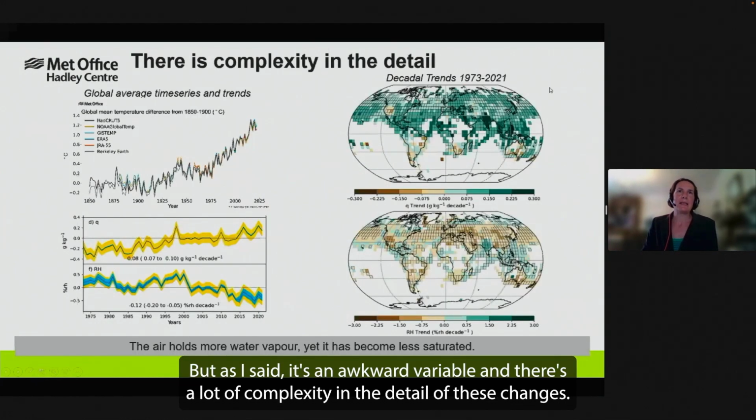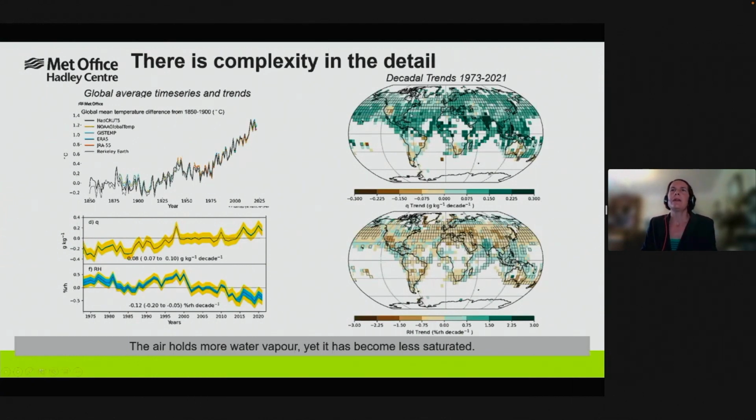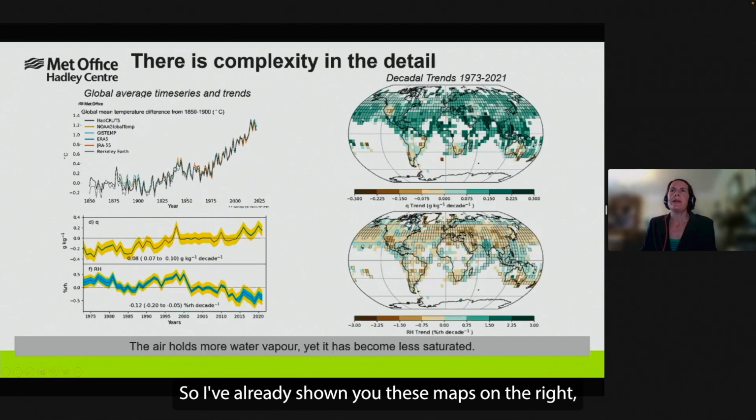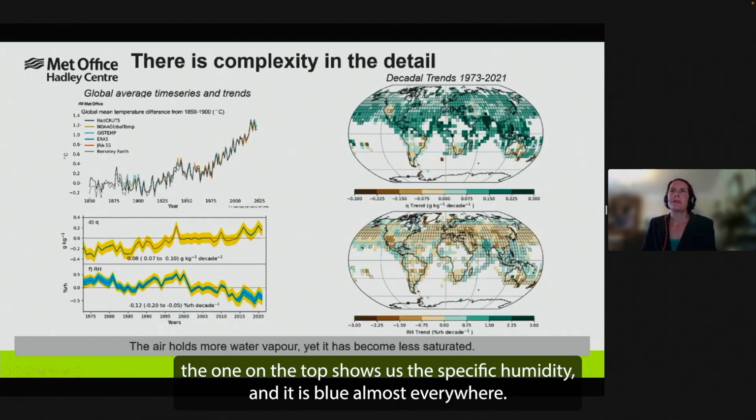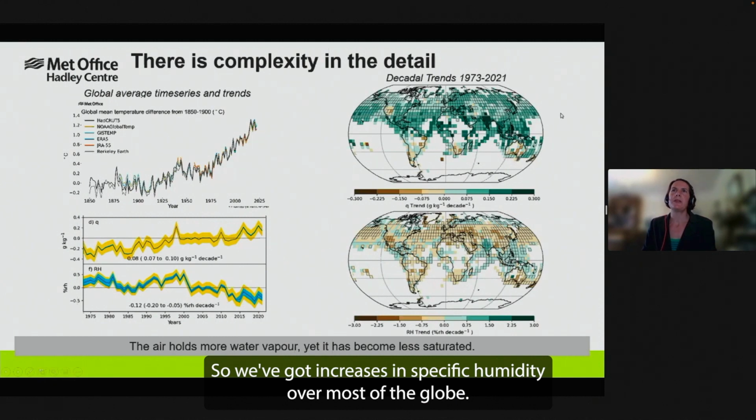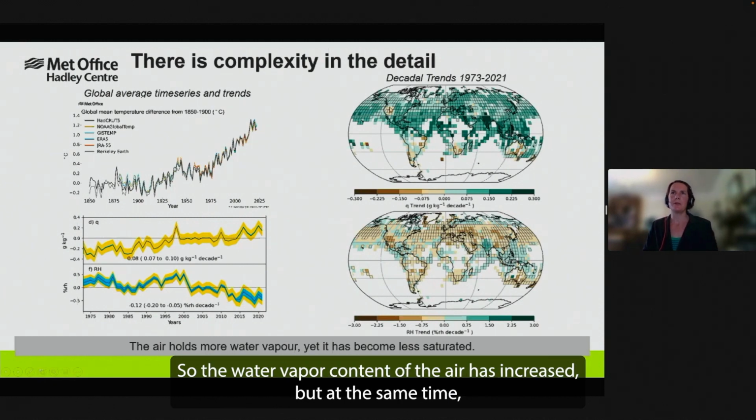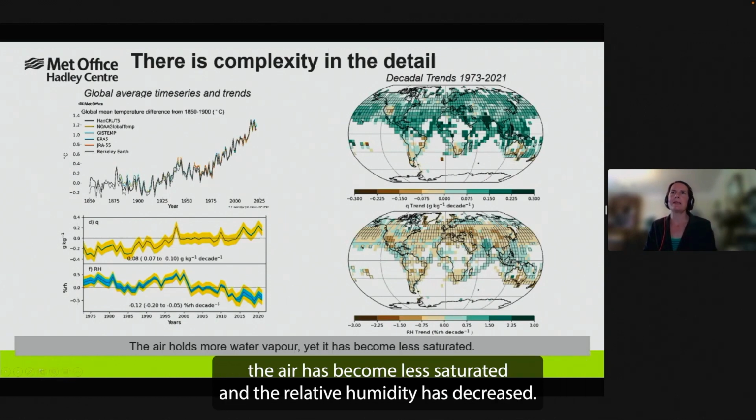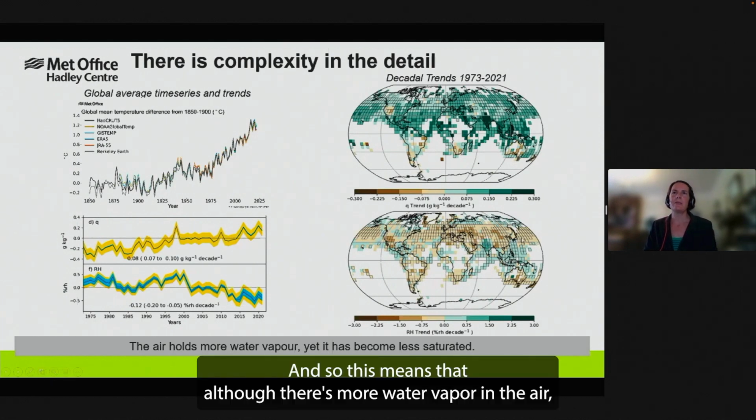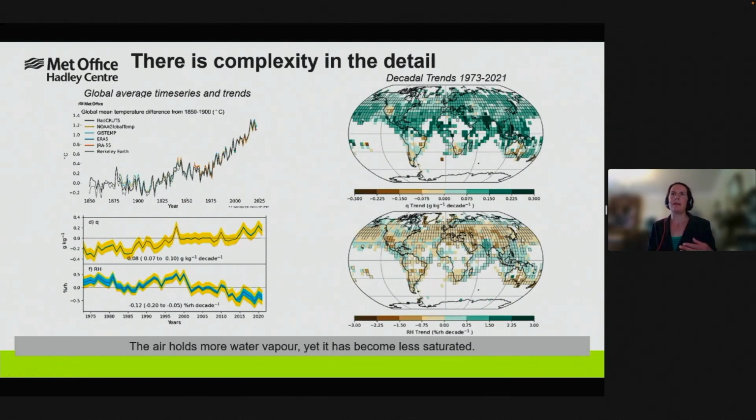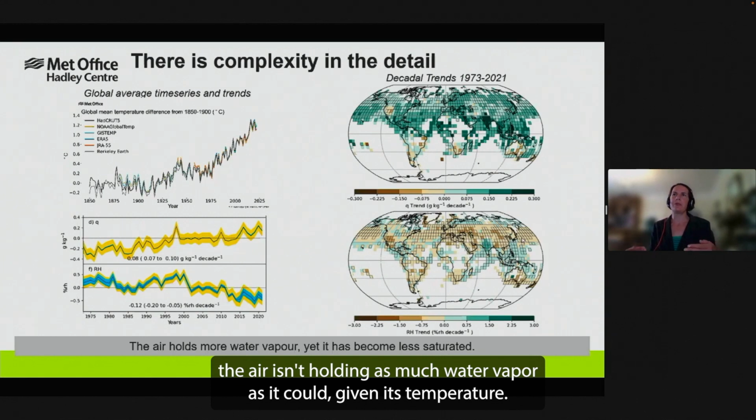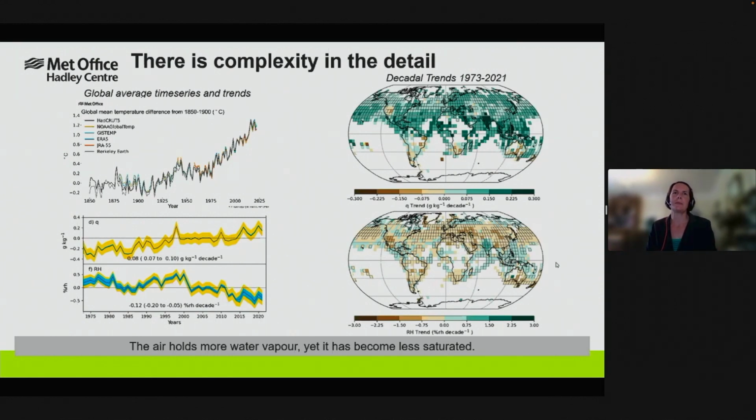But as I said, it's an awkward variable, and there's a lot of complexity in the detail of these changes. So I've already shown you these maps on the right. The one on the top shows us the specific humidity, and it's blue almost everywhere. So we've got increases in specific humidity over most of the globe. So the water vapor content of the air has increased, but at the same time, the air has become less saturated and the relative humidity has decreased. And so this means that although there's more water vapor in the air, it isn't holding as much water vapor as it could, given its temperature.